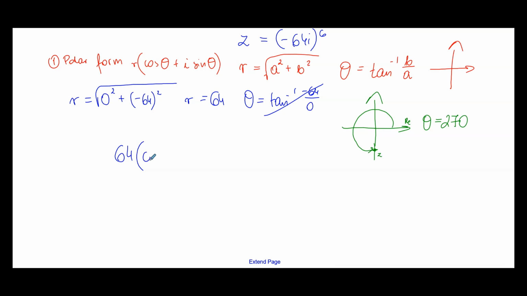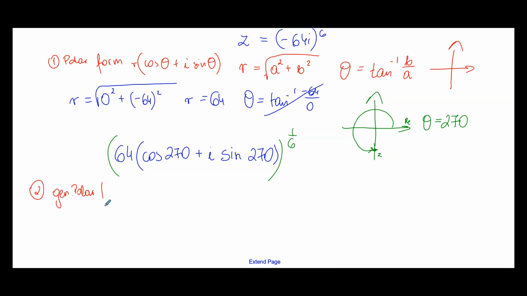Now we can write our complex number in polar form: 64 cos of 270 plus i multiplied by sin of 270. And let's not forget that all of that is taken to the power of 1 over 6. Once we've written the polar form, the next thing we need to do is write that in general polar form.